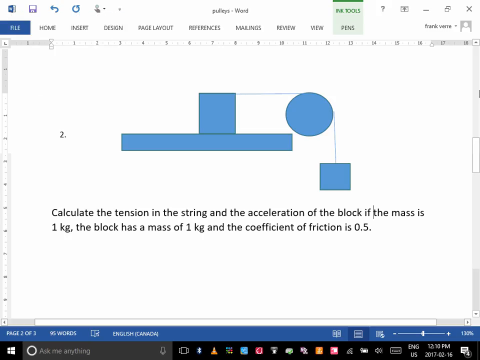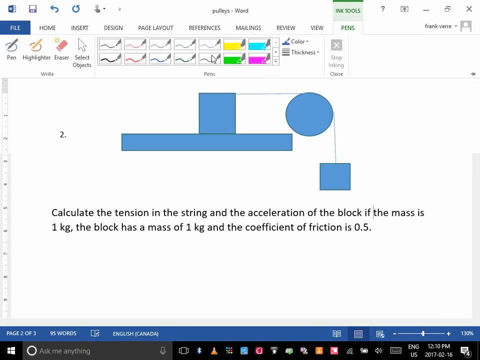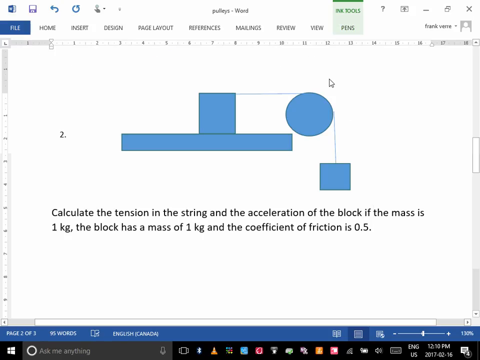Okay, so let's look at this question now. It's similar, but not quite the same. Still a pulley with two masses, but one of the masses is resting on a platform, there's no angle, and there's a coefficient of friction. We're going to do the same thing as before. We'll make clockwise positive, and going counterclockwise will be negative.